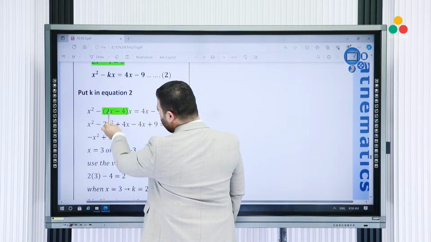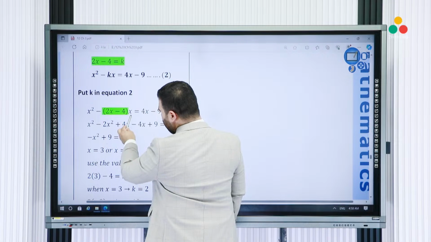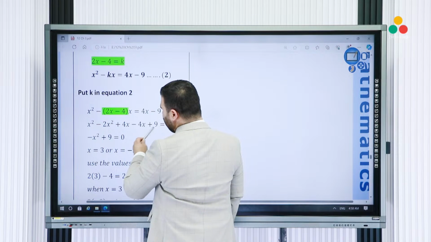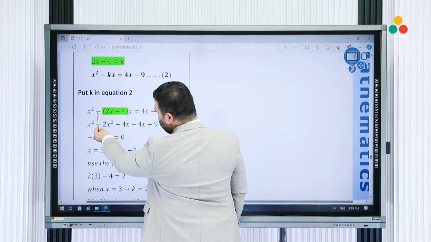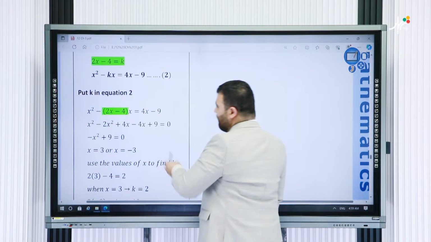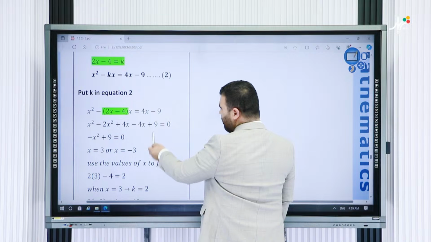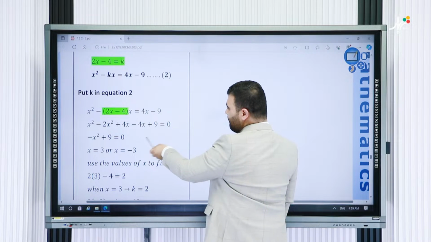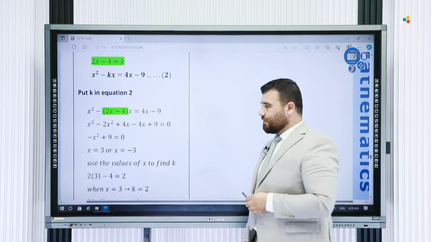Now, x times 2x is 2x squared. X times negative 4 is negative 4x. And this negative multiplied by inside changes the signs. 4x goes to the other side, becomes negative 4x. Negative 9 goes to the other side, becomes positive 9, equal to 0.